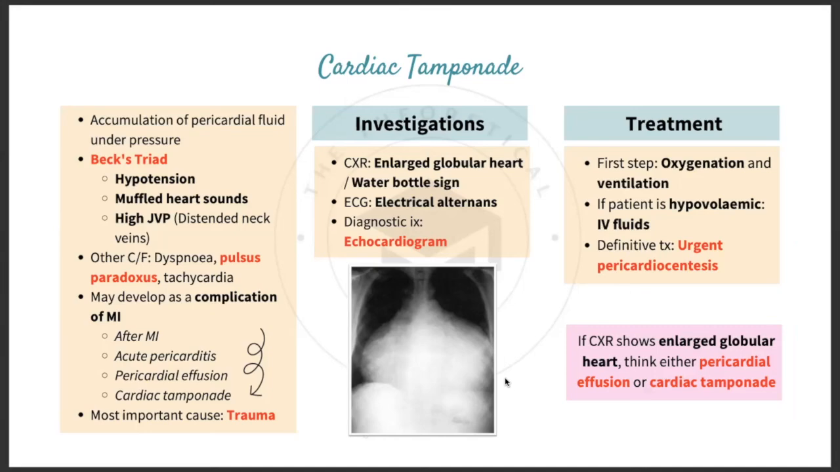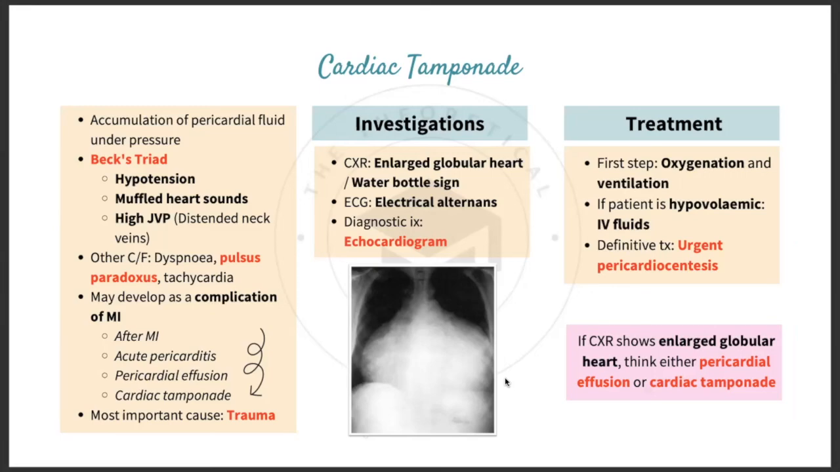So the treatment, the first step in this case, you would need to oxygenate the patient, oxygenation and ventilation, secure their airways first. And if the patient is hypovolemic, then you would give them IV fluids. But the definitive treatment is urgent pericardiocentesis. So of course, in this case, if it's a cardiac tamponade, you don't just delay the patient, but this is important because in MCQs, if they ask what's the first step, or the patient presents as hypovolemic, and so forth, or they ask you what is the definitive treatment, then you go about this.